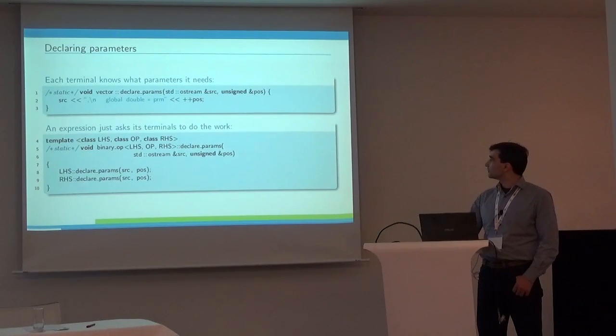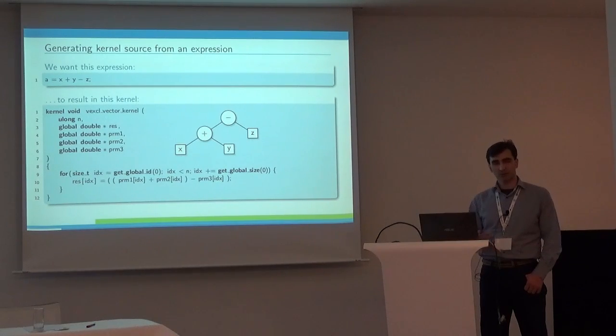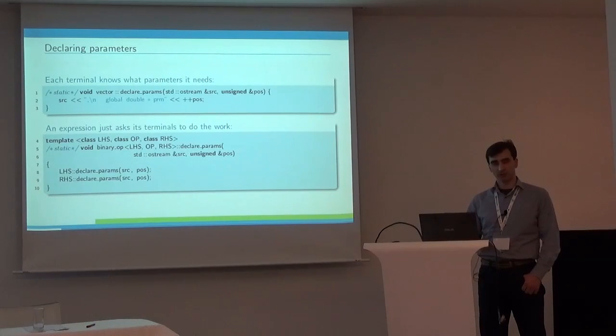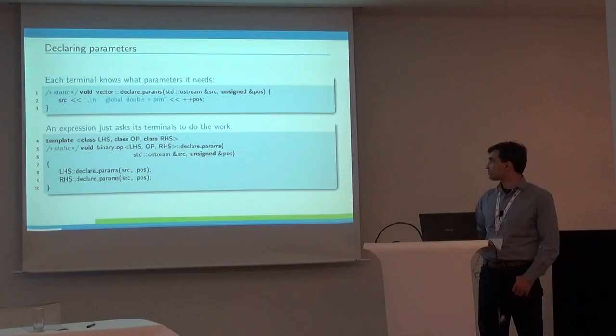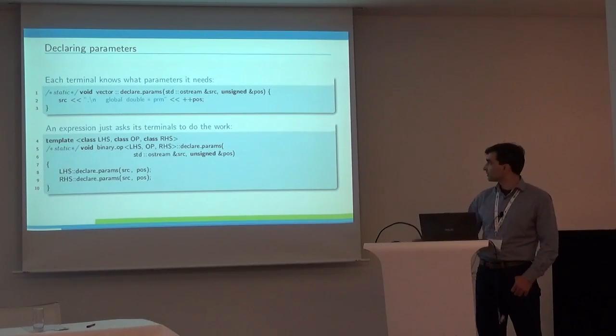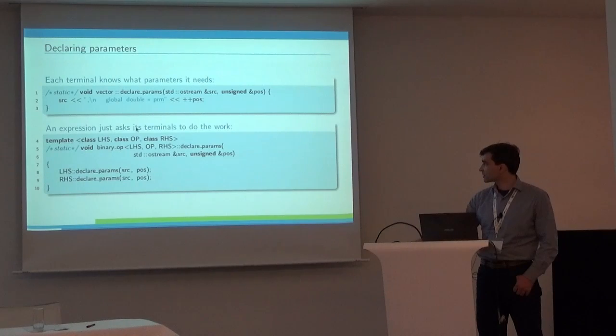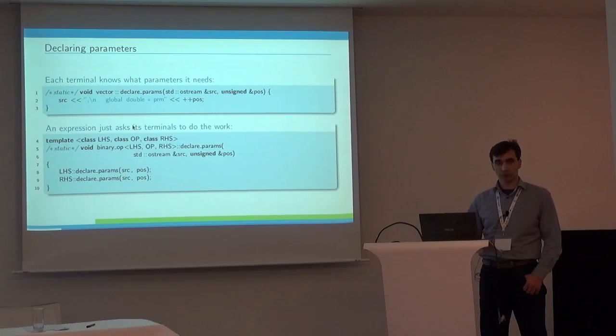And we can just do the same thing that we did with expression templates on CPU code. We can delegate the work to the actual terminals. For example, each terminal knows what parameters it needs to declare inside the kernel. For example, a vector has to declare a global double pointer, if it's a double vector, pointing to memory that is located inside the GPU. And then the expression just delegates the work to its terminals.